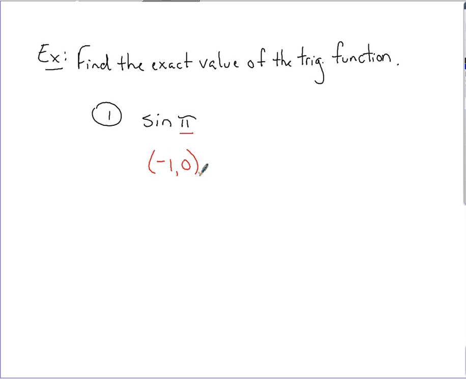And then we use the definition associated with sine. That definition is saying that sine goes with y once we know what the point is. So the sine of pi is simply 0.